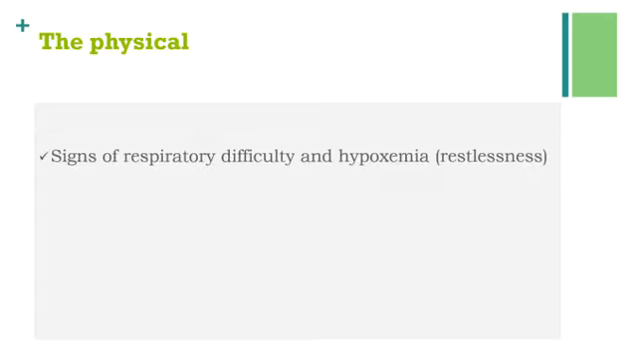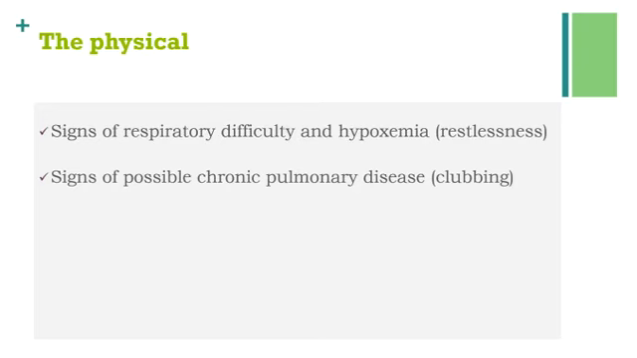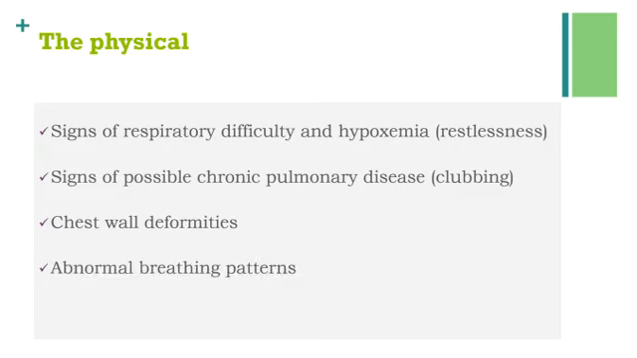Inspection should focus on signs of respiratory difficulty and hypoxemia, signs of possible chronic pulmonary disease, such as clubbing, chest wall deformities, abnormal breathing patterns, jugular venous distension. Now let's focus on A and P.